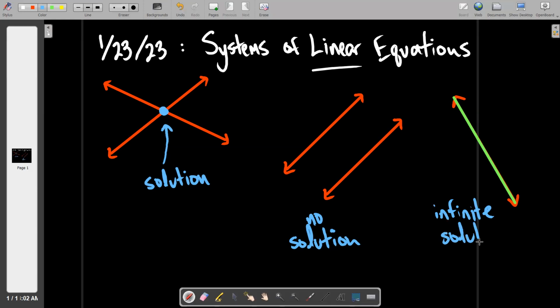You're not allowed to say all real numbers. It's one of the most confusing things as we go through Algebra 1 and Algebra 2, knowing the difference between saying all numbers work and infinitely many numbers work. And it's like, how could those not be the same? Well, they're just not.